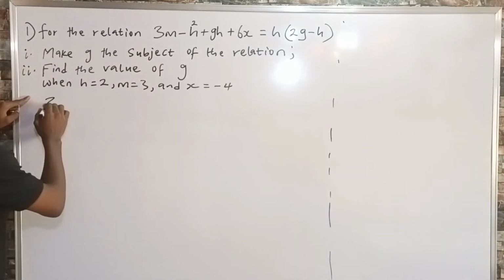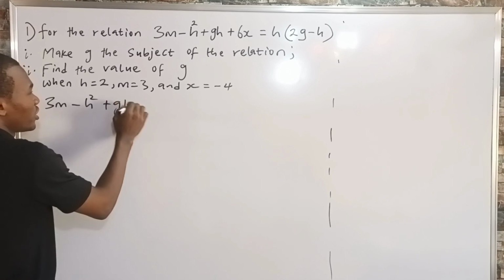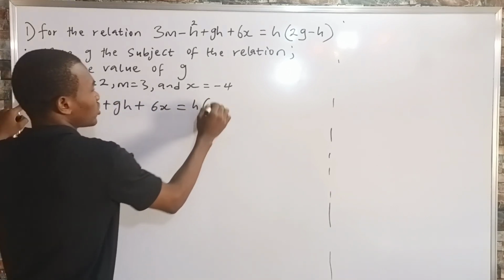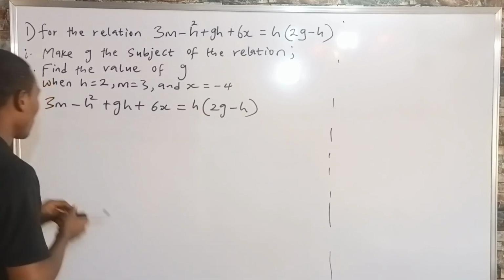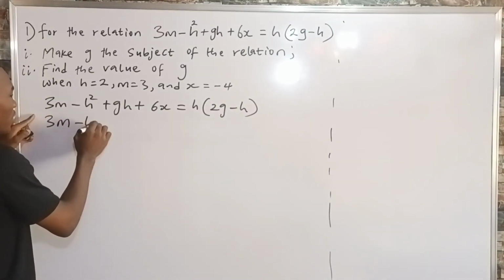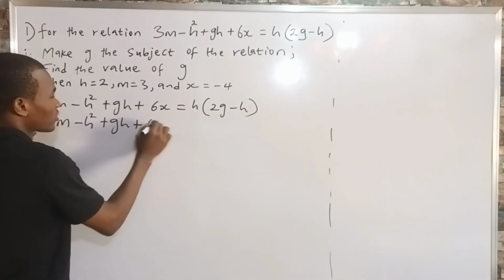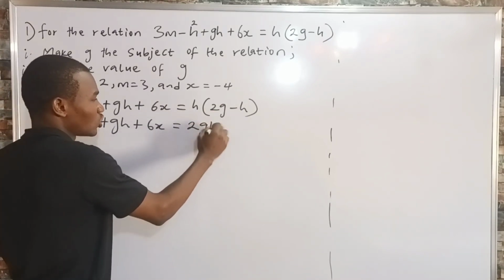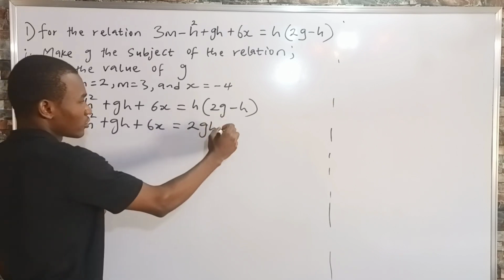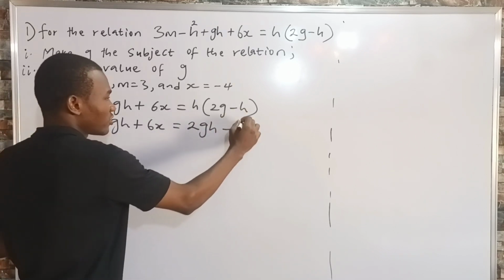Okay, we are given 3m minus h squared plus gh plus 6x, and that is equal to h in bracket 2g minus h. First thing first, let's target and open up this bracket here. Opening up the bracket, we still have 3m minus h squared plus gh plus 6x, and that is equal to h multiplied by 2g will give us 2gh, in order. Then minus h multiplied by h will give us h squared.